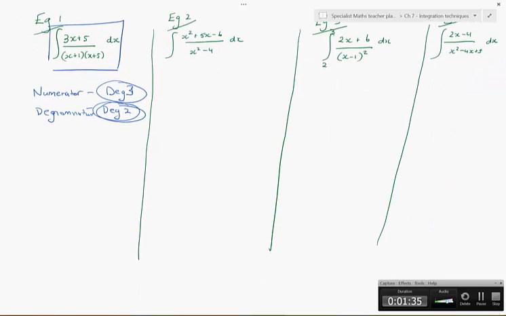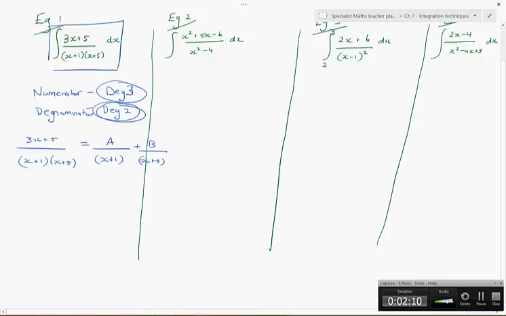All right, now, what we're going to do then is, this is how I would set it out, and I would do it in the top right-hand corner of the question, very small, and then I can later on use it. I would say that we need to express 3x plus 5 over the denominator as A over x plus 1 plus B over x plus 5.